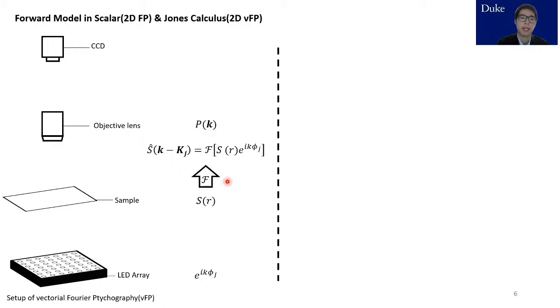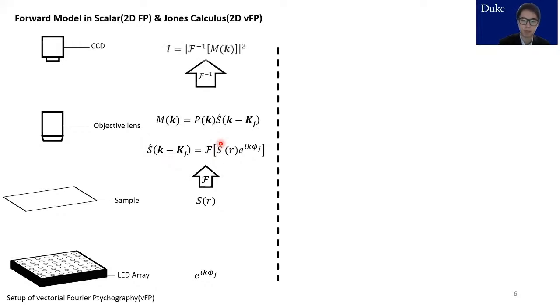The different illumination angle will cause a constant phase in the light. Meanwhile, the frequency space will show a spatial shift towards some direction, which is decided by the LED position. Then the system aberration is applied. Afterwards, we take the inverse Fourier transform to return to the image plane. Then we get the intensity values captured by the CCD. So this is the Fourier model of Fourier ptychography.